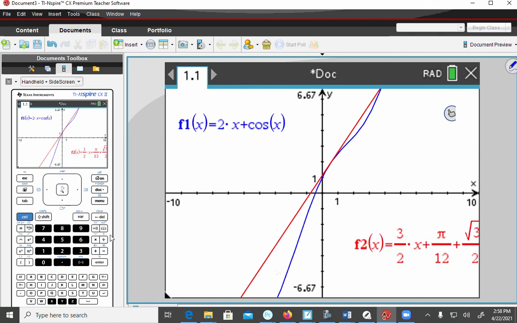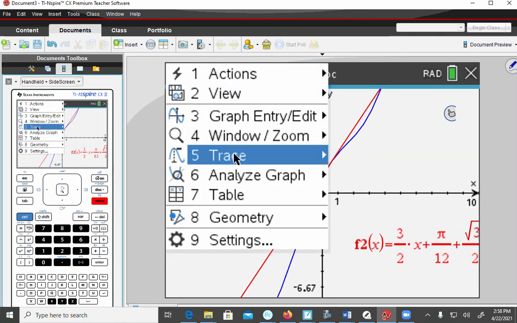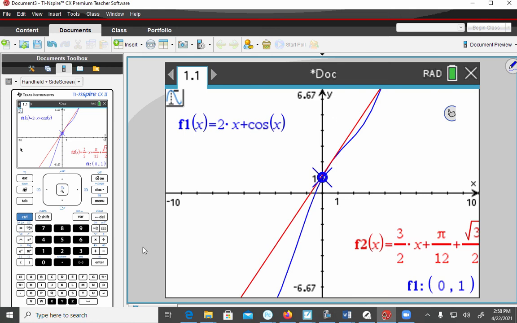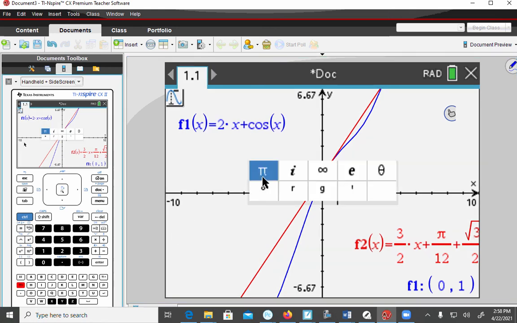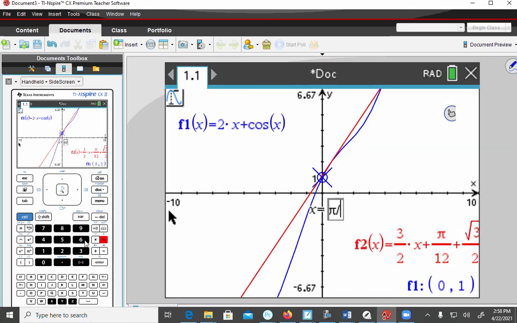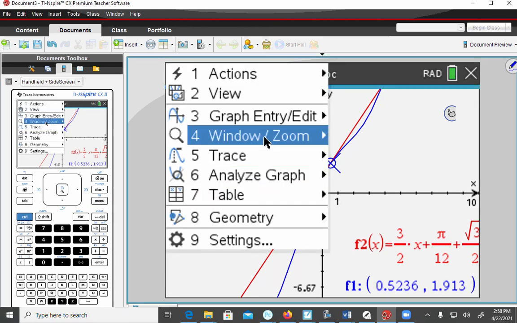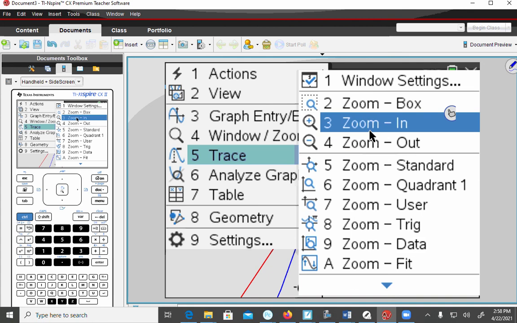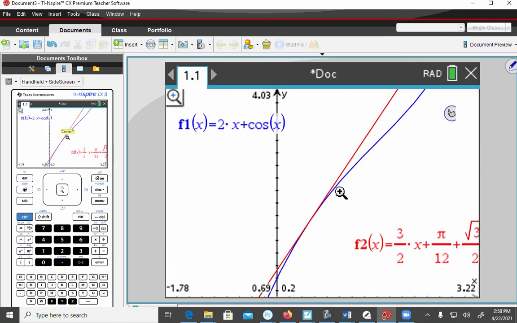And if I hit menu, trace, graph trace, and I put in pi over 6, just to see where pi over 6 would be on this graph. It's going to put my little spider there, and it looks like it's tangent there. If I wanted to investigate more, I could do my window, and I could zoom in on that point, and I can see that it does appear to be tangent at that point. So it appears that I came up with the right tangent line.